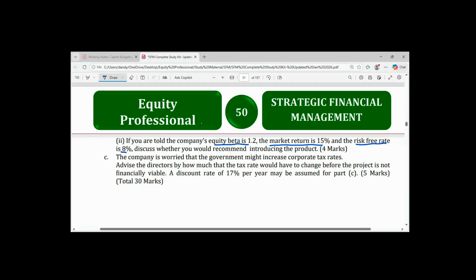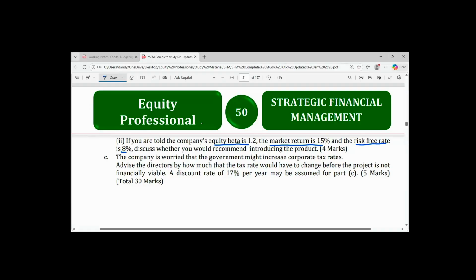Number C, the company is worried that the government might increase corporate tax rates. Advise the directors by how much the corporate tax would have to change before the project is not financially viable. A discount rate of 17% per year may be assumed for Part C.